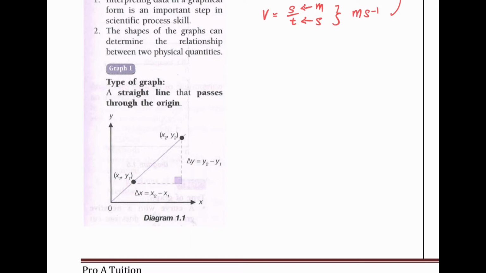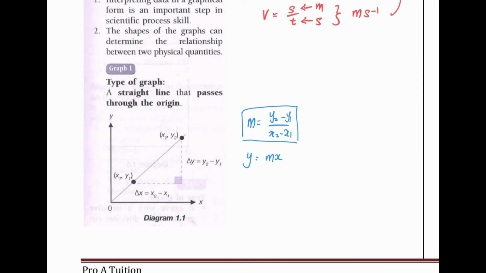We need to know that gradient equals y2 minus y1 over x2 minus x1. So you can find out the gradient from this graph. After that you can find out the equation. The equation is y equals mx. It's a straight line from the origin. Y equals mx.